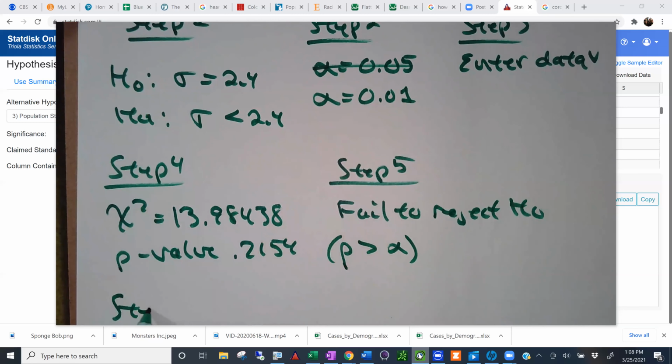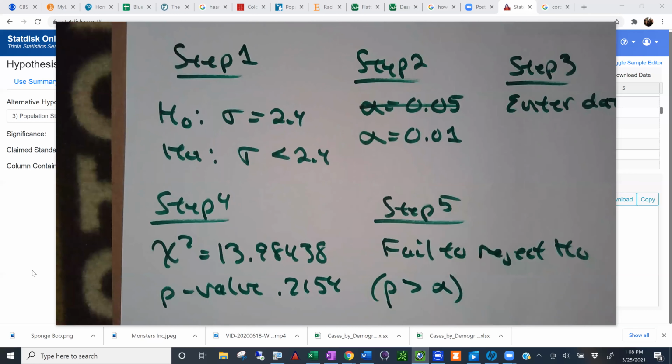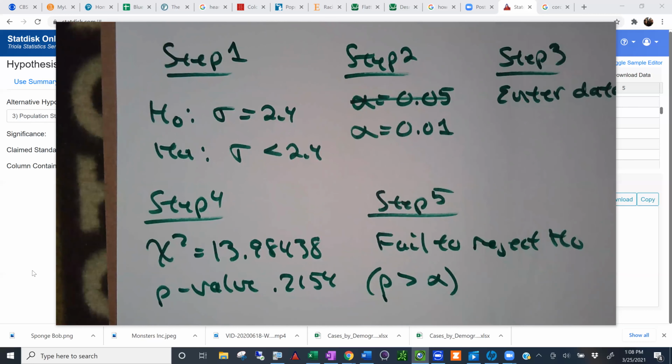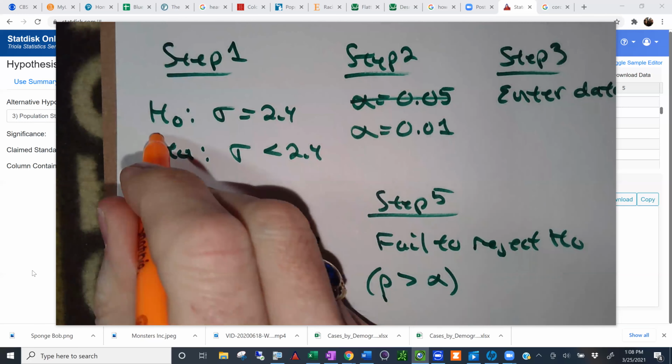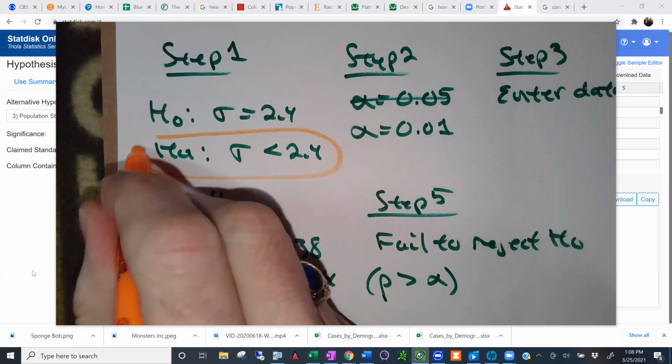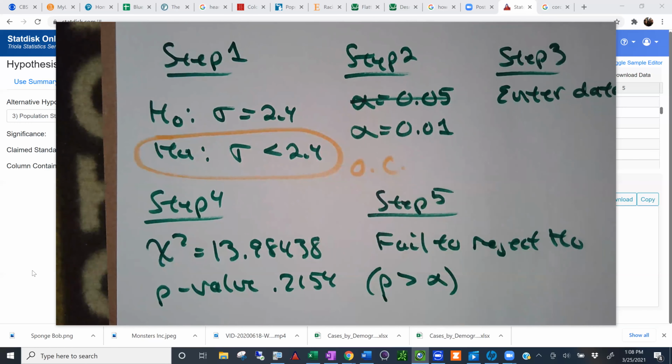So that takes us to step 6. For step 6, I forgot to circle my original claim again. Which one of these was my original claim? The alternative. Way to go. Sometimes I think of it as my original claim, sometimes as the orange claim. Either way, the alternative does not contain the possibility of equality.